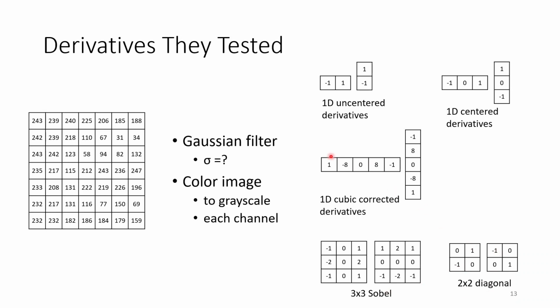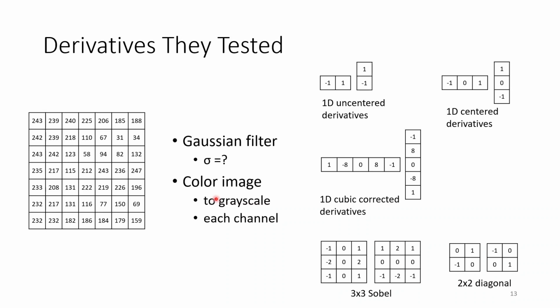And there's another question. Before applying these derivatives, do they need a Gaussian filter, yes or no? Because, as you know, applying a Gaussian filter can smooth the image or make it slightly blurry. So the advantage is you can suppress some noise. But whether or not they should use a Gaussian filter depends on their experimental result. And there is another question: what color space should they use? Because given an RGB image, they can convert the image into other color spaces, like LUV, YCbCr, etc., or just combine the three channels into a single grayscale channel.